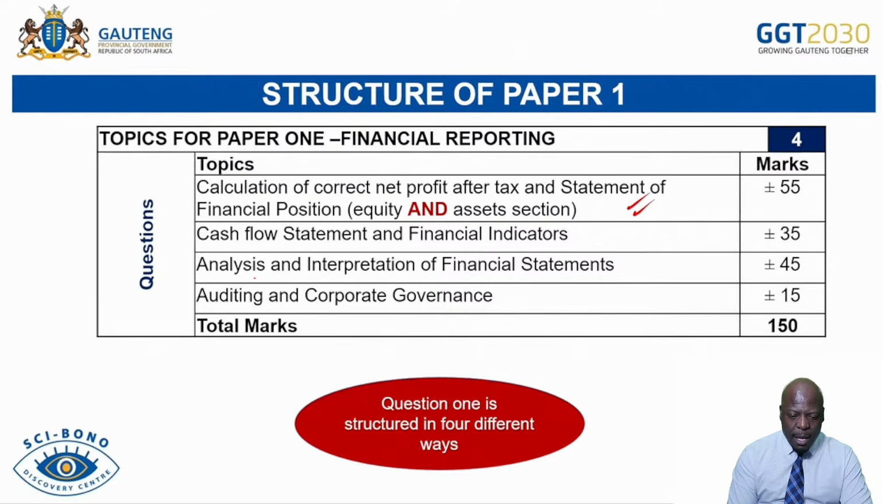So you will see that your first option, that is the first question, may change. There are about 4 options that can be exploited there. But this one here and that one there relatively remain the same, though anything can change nonetheless. If it is to change, it would be somewhere along these lines. So there's the calculation of correct net profit after tax and the statement of financial position. As I said, question 1 is structured in 4 different ways.